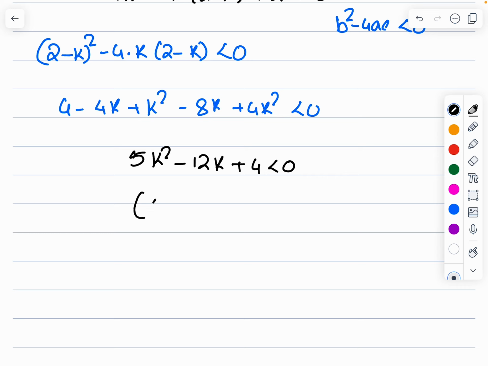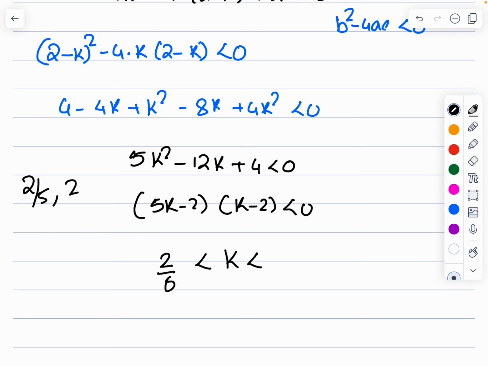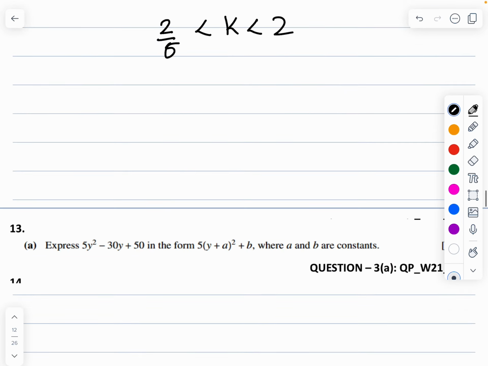Now I factorize it out. 5k minus 2 times k minus 2 is less than 0. So what are the numbers you get? 2 upon 5 and 2. So whenever it is less than, smaller number on the left hand side and bigger number on the right hand side. That's going to be the answer.